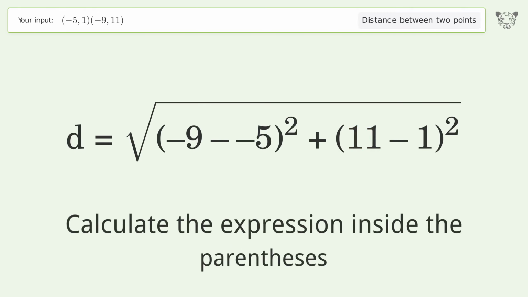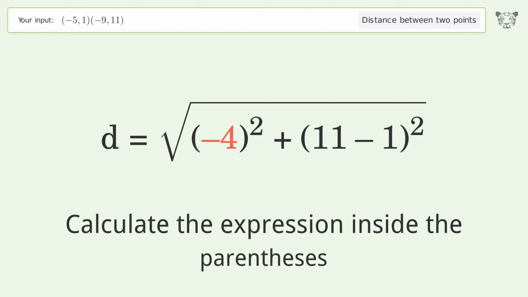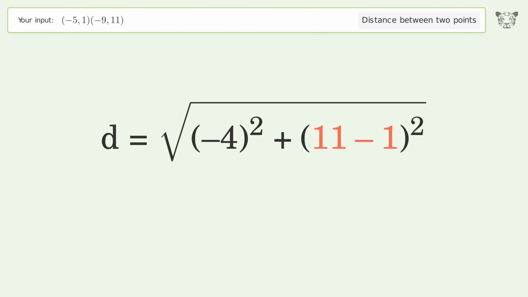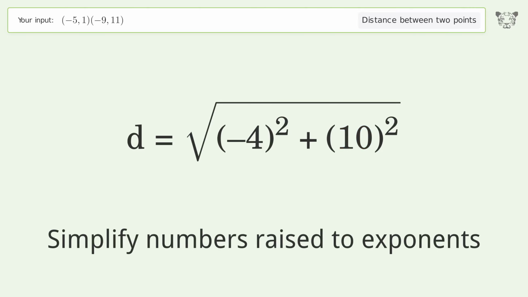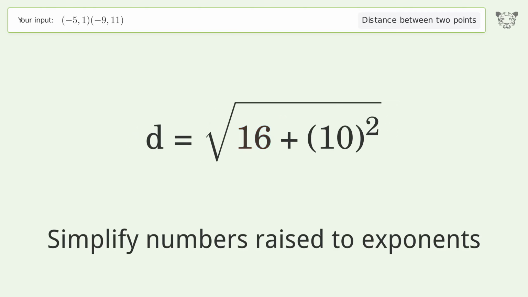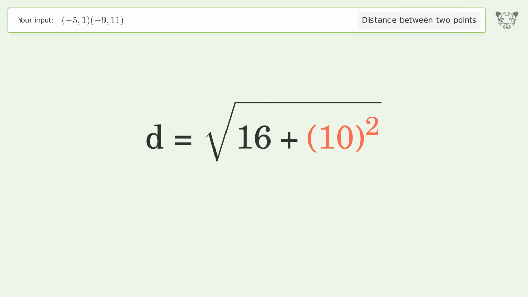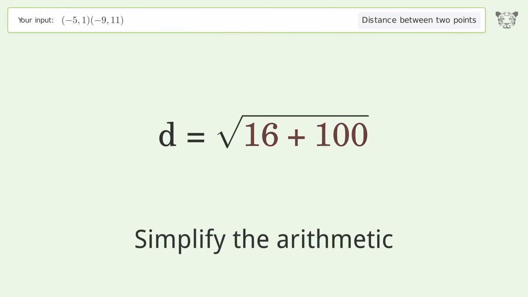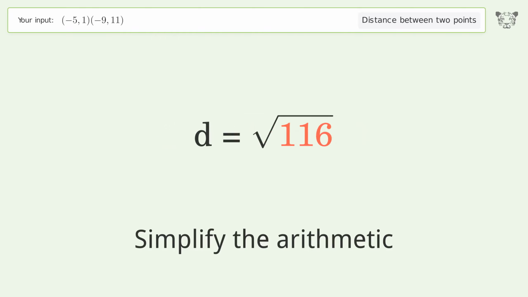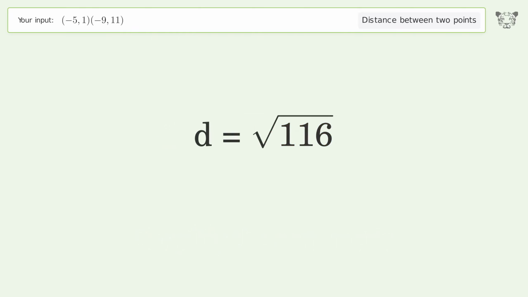Calculate the expression inside the parentheses. Simplify numbers raised to exponents. Simplify the arithmetic. And so the distance between the 2 points is the square root of 116, or 10.77.